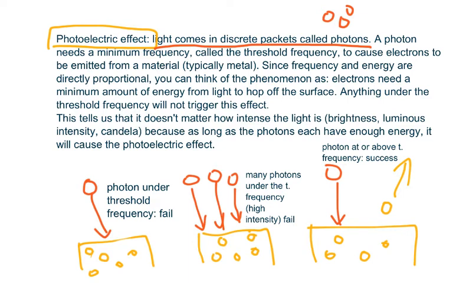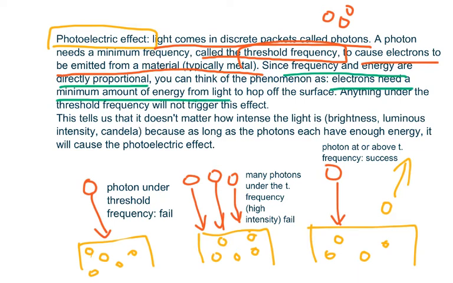A photon needs a minimum frequency known as the threshold frequency to cause electrons to be emitted from a material, which is typically metal. Since frequency and energy are directly proportional, you can think of the phenomenon as electrons needing a minimum amount of energy from light to hop off the surface. So a photon needs to have a certain amount of energy or frequency in order to excite an electron and make it hop off the surface.